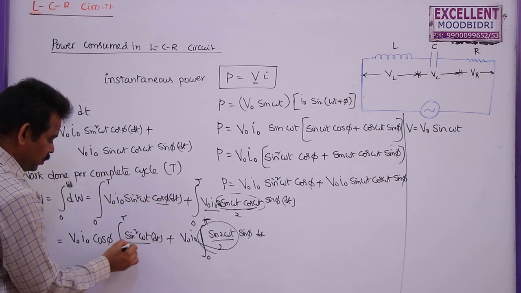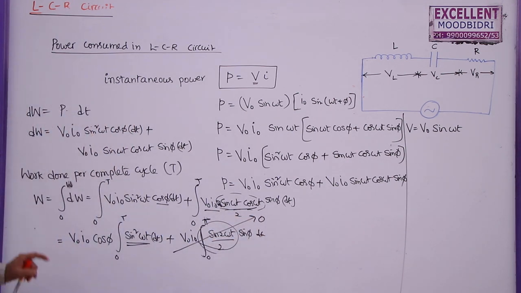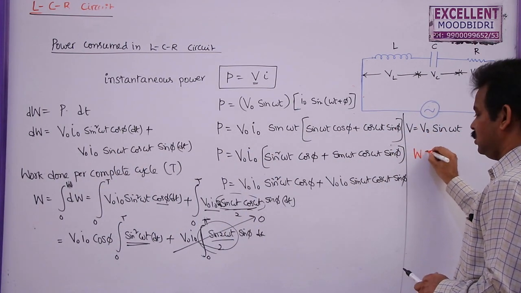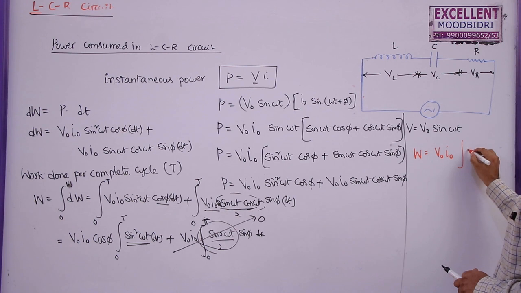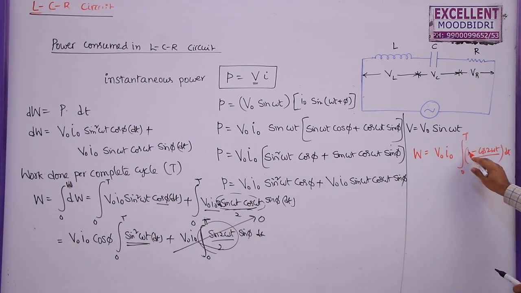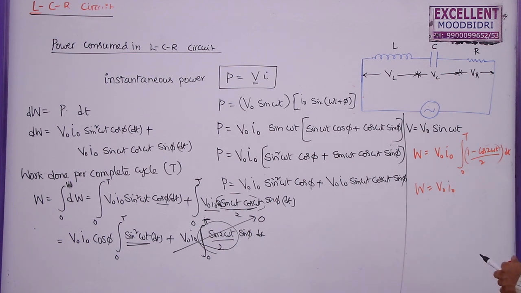But this entire value will become 0. So what is the work done here? The total work done in this case is equal to V naught I naught into the integral of (1 minus cos 2 omega t) by 2 with limits 0 to T, dt. Once again, the integral of cos 2 omega t will be sin 2 omega t, which will be 0. So work done is given by V naught I naught.